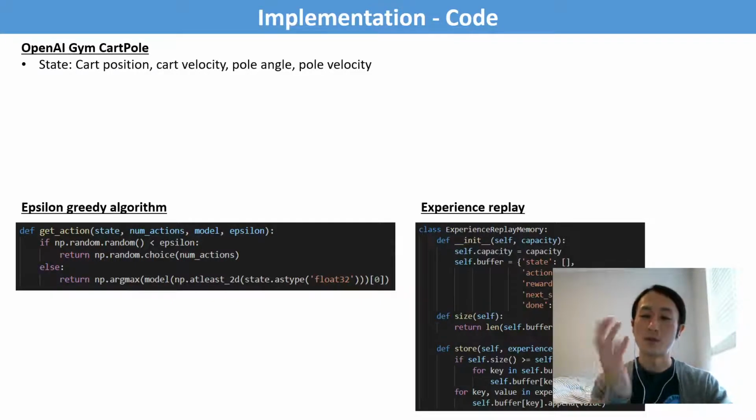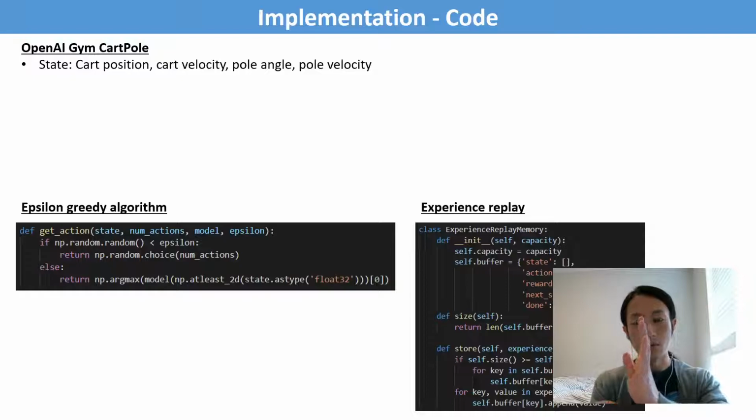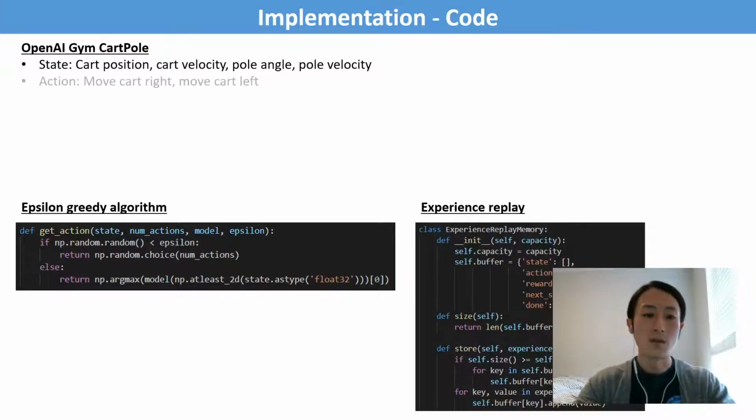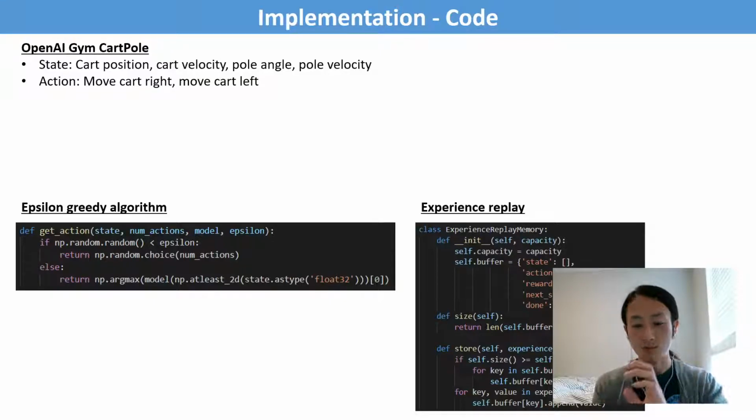CartPole has a four-dimensional state. You have a car and you have a pole, and you want to move the car to try to balance this pole. So you have four dimensions, 2 dimensions for the car and 2 dimensions for the pole. And then the action is just two: we just move right or left.